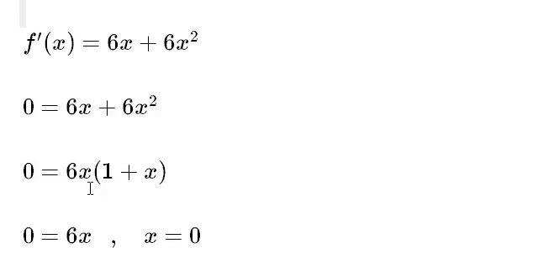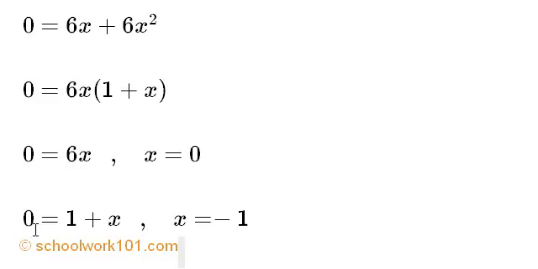This is something you need to get kind of good at, and that is being able to factor stuff like this. Then we're going to take each factor, set it equal to 0. So we take the first factor, 0 is equal to 6x. We solve for x, well, x is 0. So 0 is one of our critical numbers. And then we take the second one here and set it equal to 0. As you can see, we solve for x and we get x is -1. So our critical numbers are 0, -1.